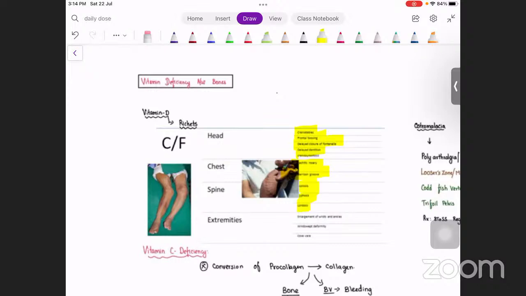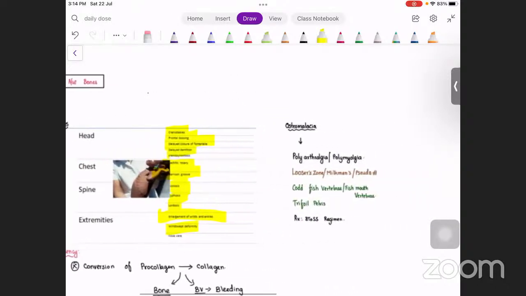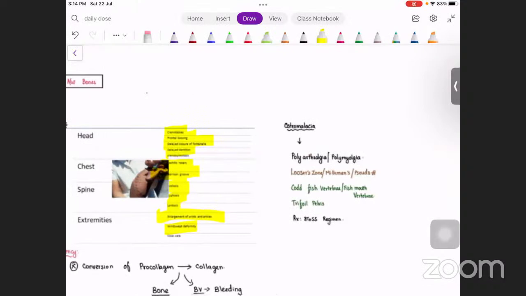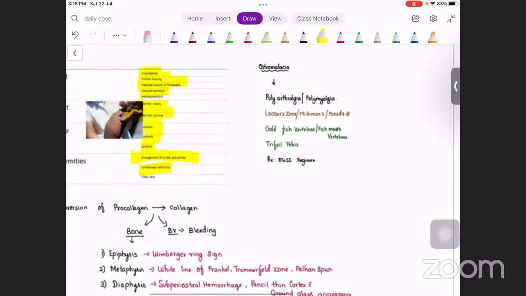Apart from that, in the extremities you may see the wind-swept deformity, people, in the case of vitamin D rickets. What are the things you may see? Rachitic rosary, Harrison groove, wind-swept deformity, delayed dentition, frontal bossing of skull, craniotabes, and craniosynostosis. Then you have osteomalacia, where polyarthralgia or polymyalgia are the clinical features.